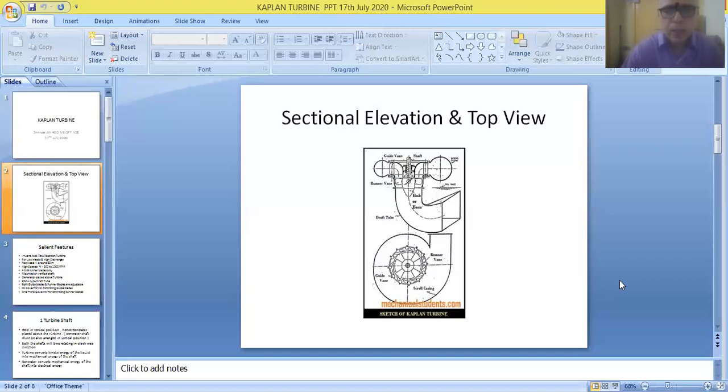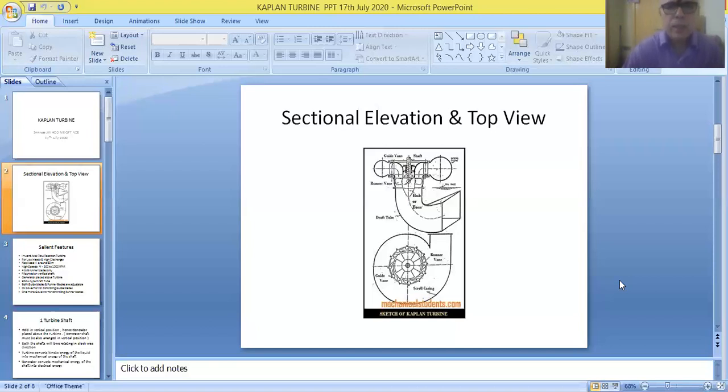So these are the rotating parts. All other parts will remain in fixed position, stationary position. But these parts will be rotating in clockwise direction: the shaft, the runner of the machine, the blades of the runner. So all these items, only these items, will be rotating in clockwise direction as long as the turbine is under operating conditions.